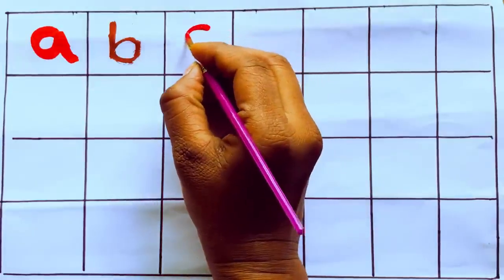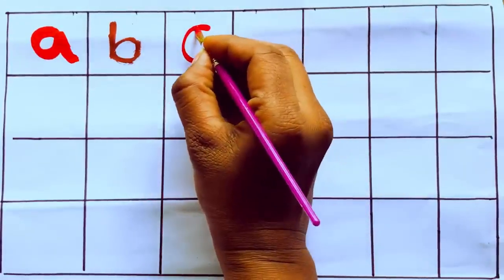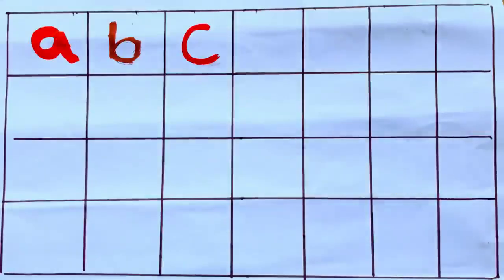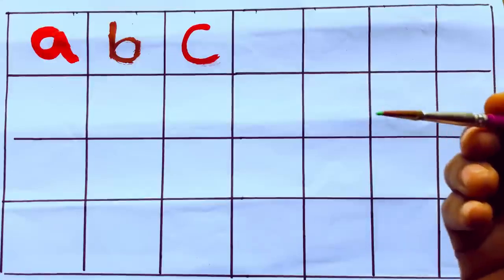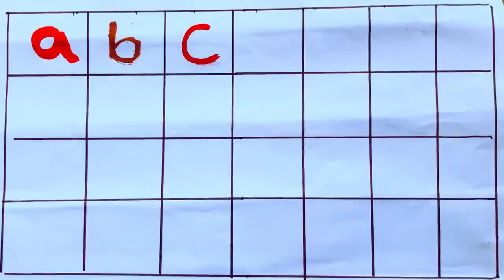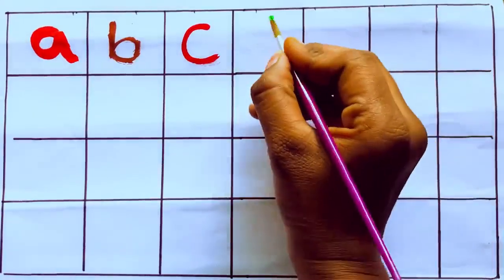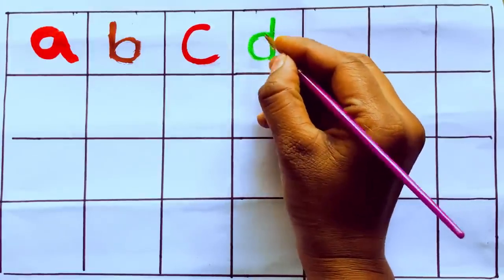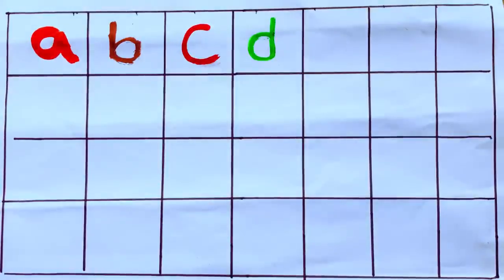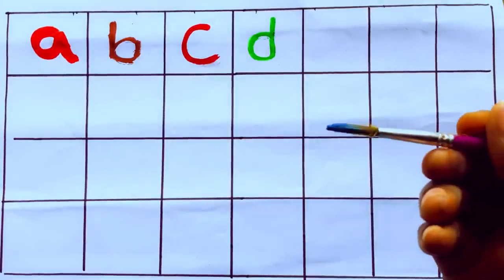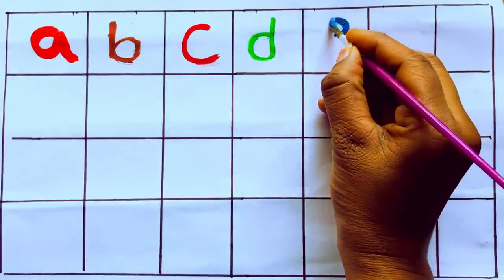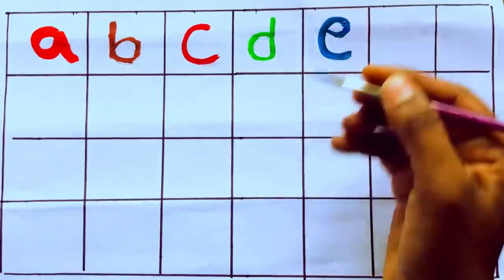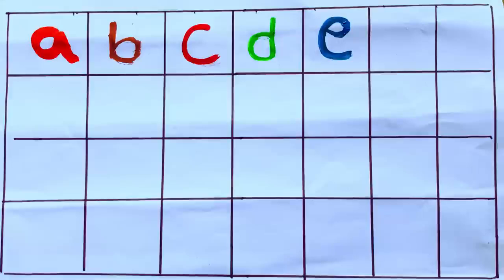Orange color, C for cat. Light green color, D for dog. Sky blue color, E for elephant.